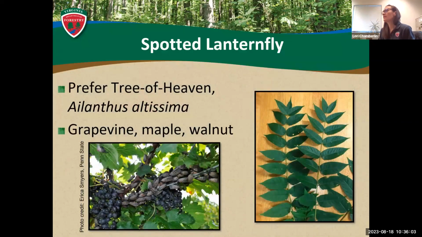So spotted lanternfly definitely prefers tree of heaven, which itself is an invasive plant. And when we first heard that spotted lanternfly had been detected in North America, I think everyone thought, great, this can be a great biocontrol for tree of heaven. Unfortunately, that's not the case, because they also feed on a lot of other species. There's a long list of hosts that the spotted lanternfly will feed on. They also tend to prefer grapevine, maple, and walnut.